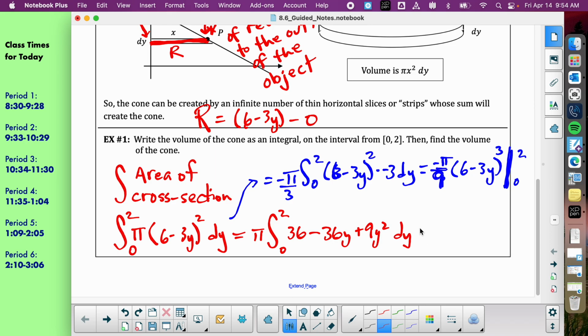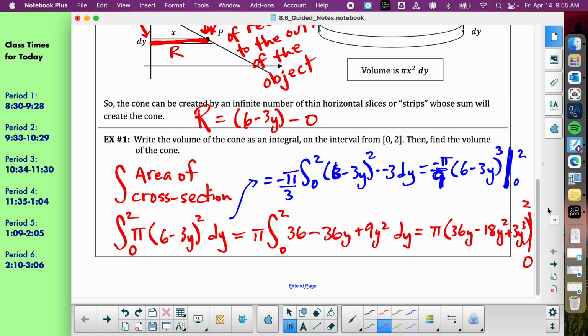So when I did 6 minus 3y to the third power, I would have to divide by 3. And so I combined the two 3's in the front. And if we did the FOIL method, we would have pi times 36y minus 18y squared plus 3y cubed. And it doesn't really fit here, but that would be also from 0 to 2.